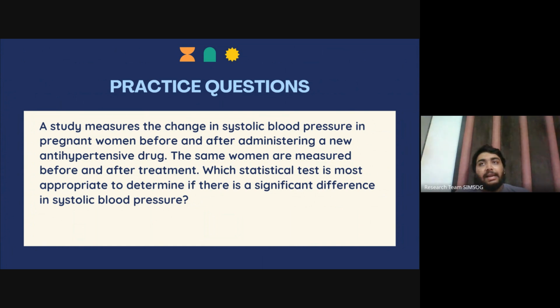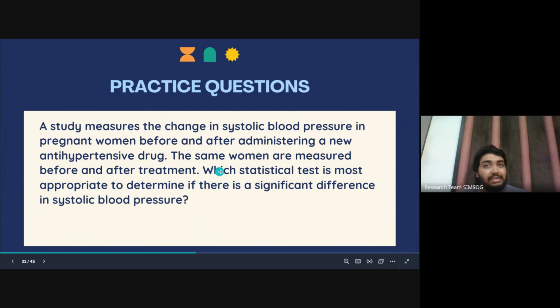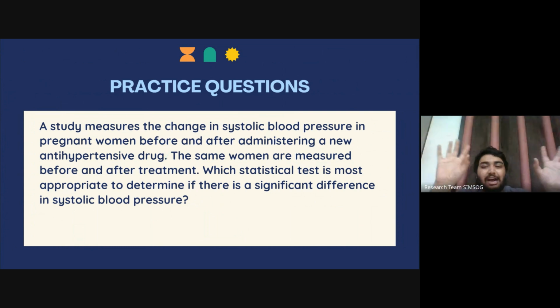Exactly. Paired t-test, because there are two groups. The same women, they are matched. Technically there are only two groups, before and after, so it has to be two. So it is definitely a t-test, and because it's the same group, it is paired. Okay.